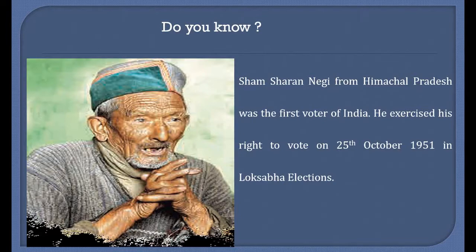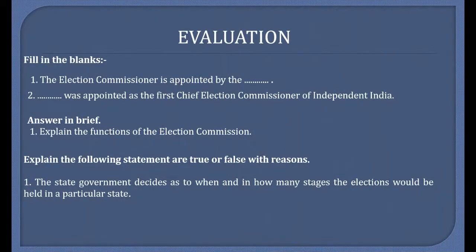Children, let us move to the evaluation part of the given module. Question number 1, fill in the blank. The election commissioner is appointed by the dash. So children, as we all have studied, the election commissioners are appointed by the president. Let us move to the next question. Dash was appointed as the first chief election commissioner of independent India. So the answer for the question is Sukumar Sen. Sukumar Sen was the first chief election commissioner who was appointed at the time of independence of India.